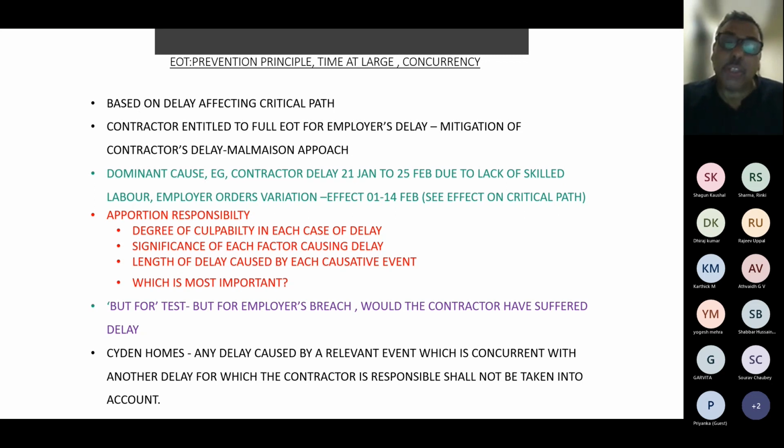Or you can even add a clause, if required, that if there is a dispute or difference of opinion on concurrent delay, then both parties agree to utilize the services of a delay analysis expert whose cost will be shared equally between both parties. You can obviously do that in bigger contracts; you can't do it in small contracts. So I'm talking primarily of bigger contracts where such disputes count quite a lot, NHAI contracts, for example.